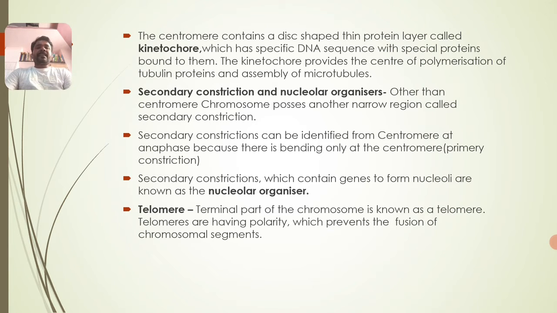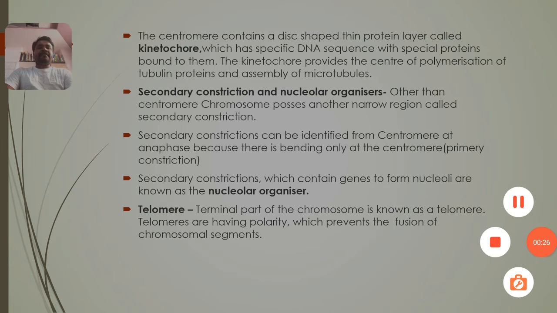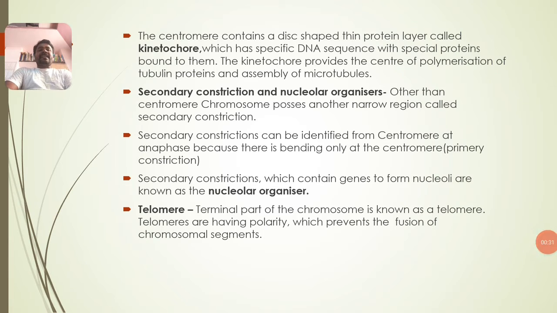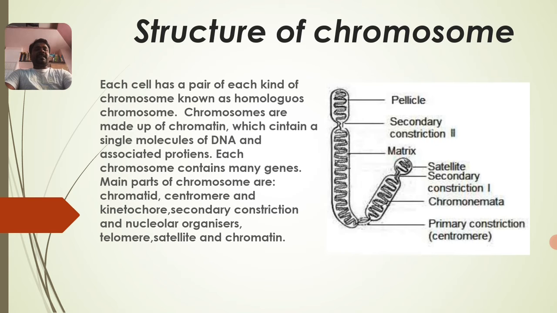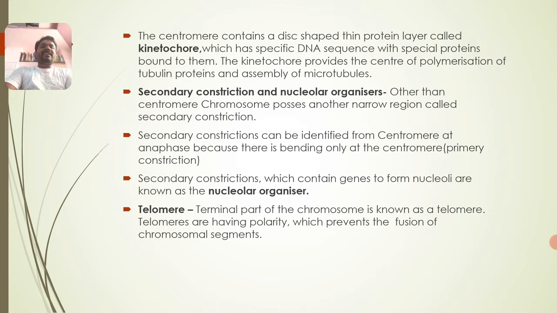Then the next part is secondary constriction and nucleolar organizers. Other than the centromere, chromosomes possess another narrow region called a secondary constriction. In the diagrammatic representation, there are two secondary constrictions, one above and one below the region of the primary constriction. The secondary constriction is also called a nucleolar organizer.